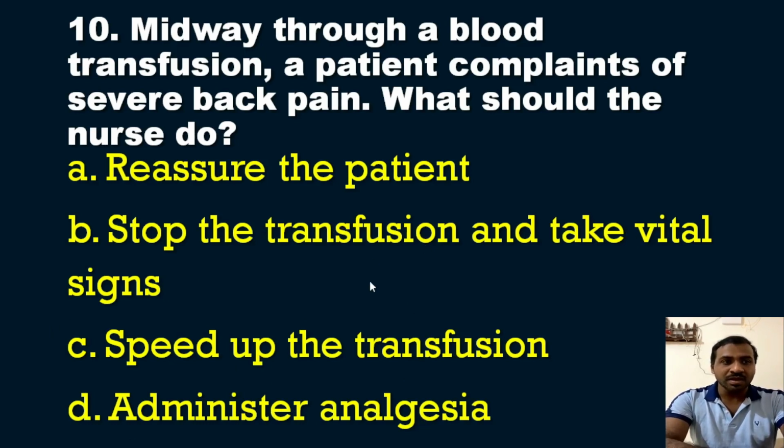So what will be the priority action by a nurse if a patient is complaining of severe back pain during the process of blood transfusion? So what is the answer? The answer is stop the transfusion and take vital signs. Okay, so the option is stop the transfusion and take vital signs.